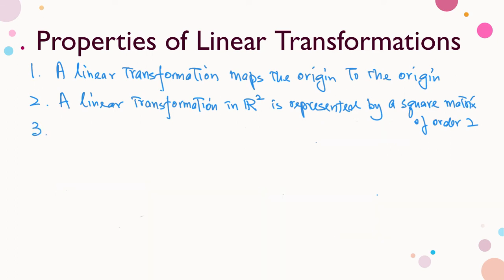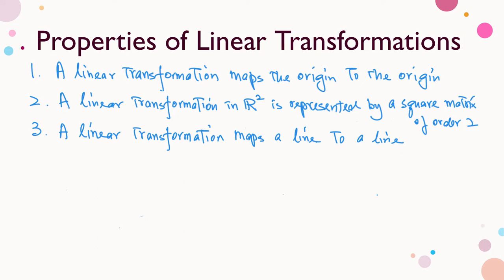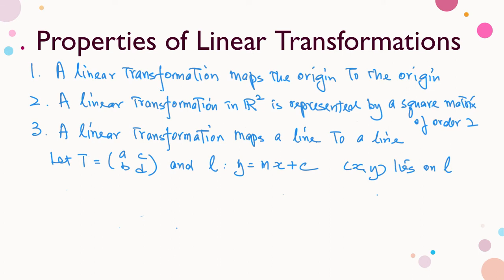3. A linear transformation in R2 maps a line to a line. To show this, let T and L be given. Suppose (x, y) is a point on L. The image under T is given by the matrix product. We want to show x prime and y prime satisfy a linear equation.